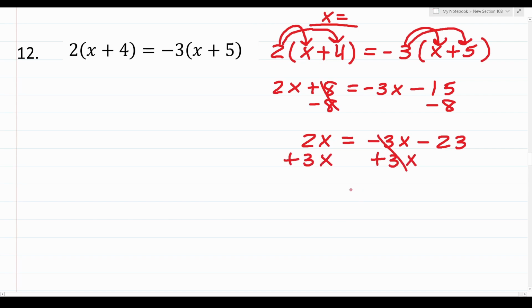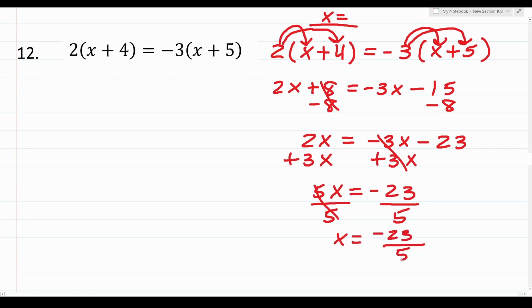This crosses out, leaving you with negative 23 over here. 2x plus 3x is 5x. Again, we want to get x equal to something by itself. So we're going to divide both sides by 5. This crosses out, leaving you with x equals negative 23 over 5. All right, so the answer to this one is negative 23 over 5. If you wanted to, you can plug that value in to check your work. That said, at this point in the video, I'm not going to be doing that.